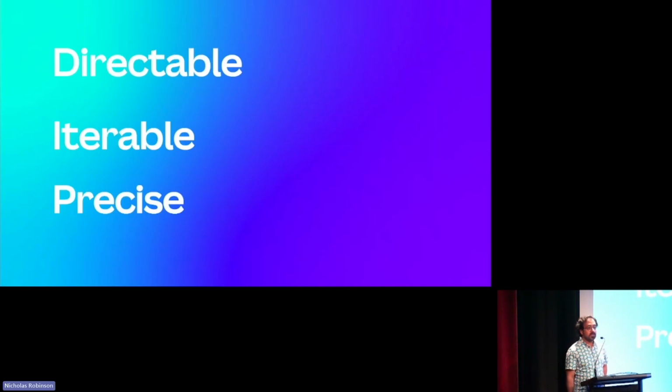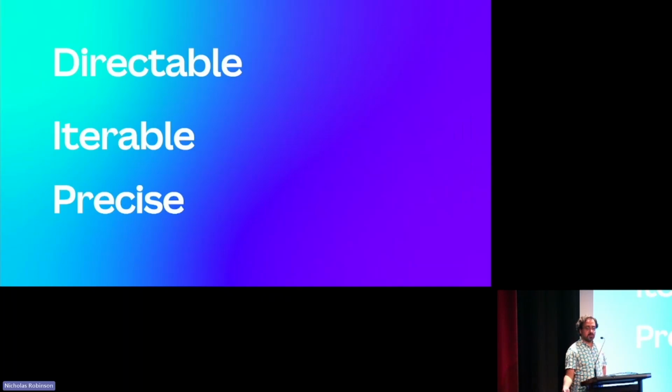So, we boiled this down to three principles when it comes to building AI tooling. They've got to be directable, which means that you've got to steer them in a particular direction. They need to do what you tell them to do, however you tell it to do it. It needs to be iterable, which means that small changes in the input lead to small changes in the output. And it has to be precise, so it needs to do exactly what you tell it to do.